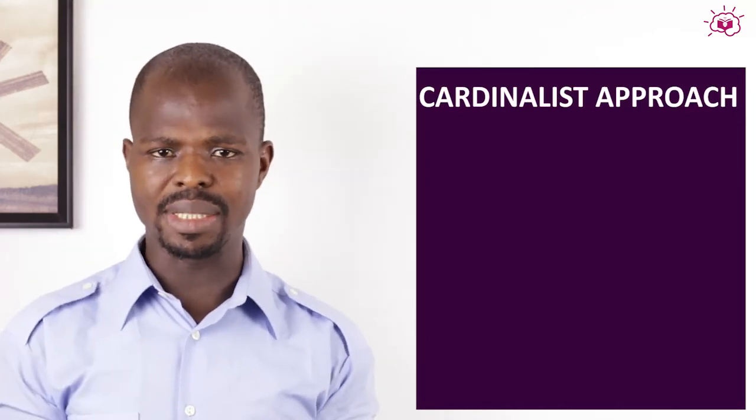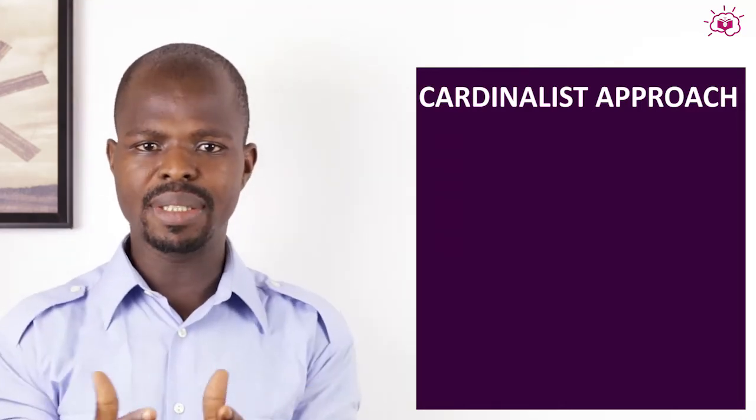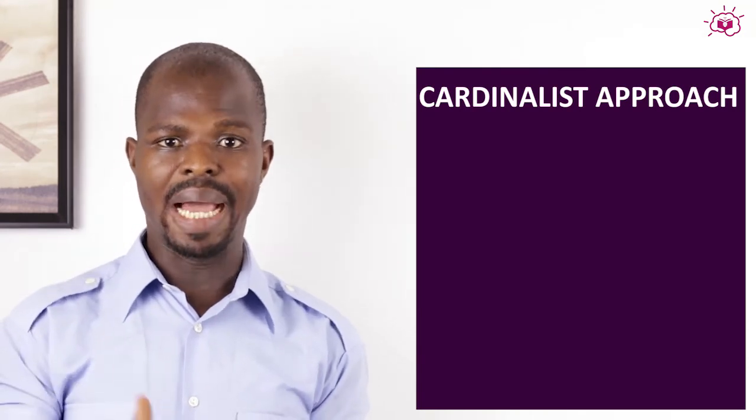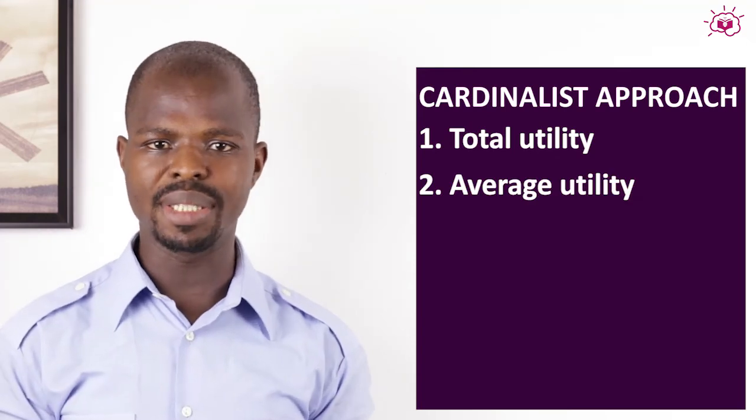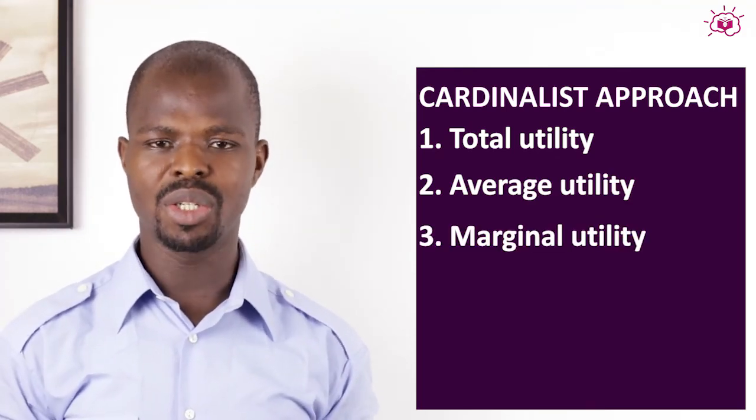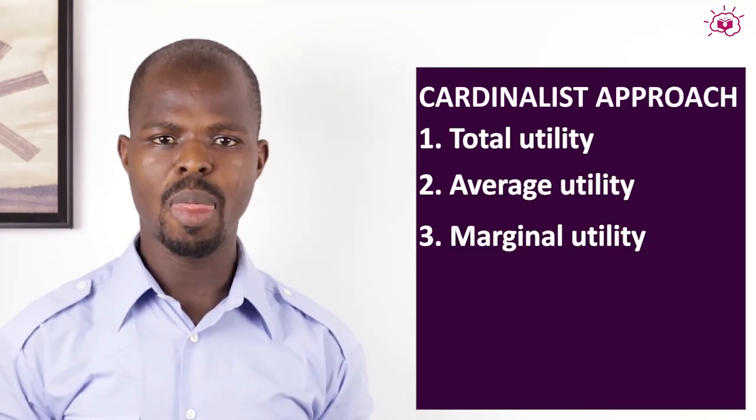So according to the cardinalist, we have three types of utility. They are total utility, average utility, and marginal utility. So in the next video, we'll be talking about the calculations of these types of utility we have mentioned.